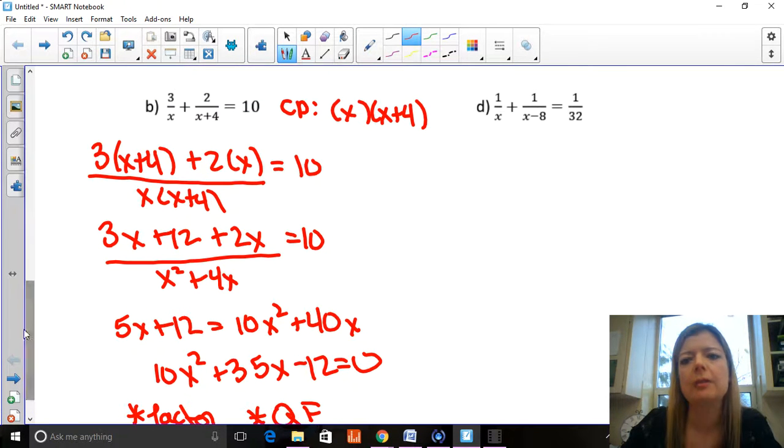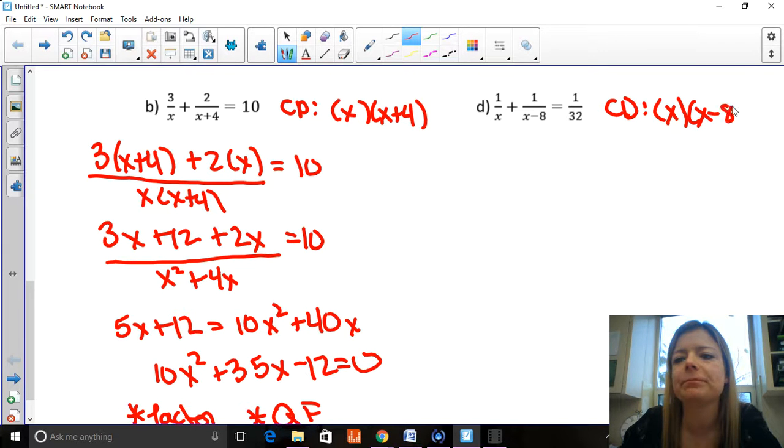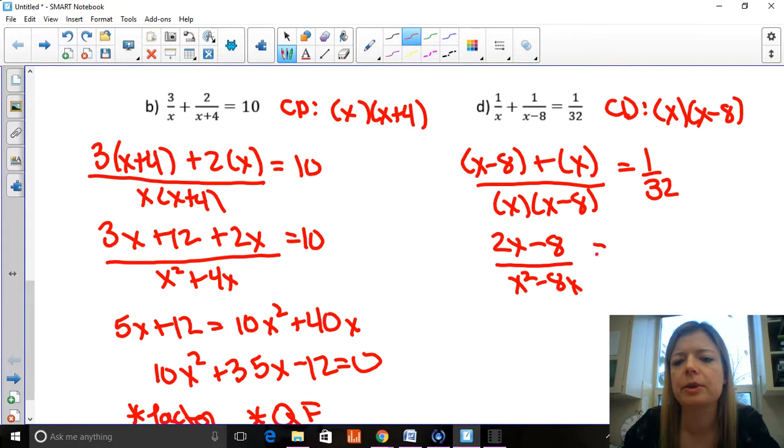In this question here, we have a common denominator. We're just going to simplify the left side. The right side, we don't need a common denominator because there's just the one number. So we have a common denominator of x and x minus 8. One gets multiplied by x minus 8, and this one gets multiplied by x, over the common denominator x minus 8 equals 1 over 32. So we get 2x minus 8 over x squared minus 8x equals 1 over 32.